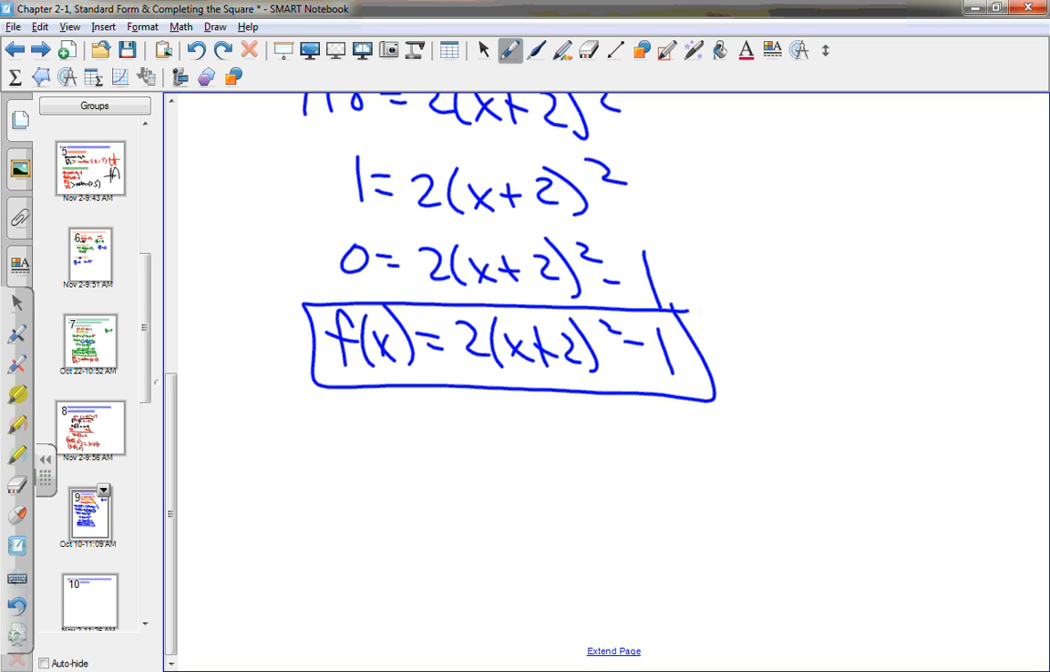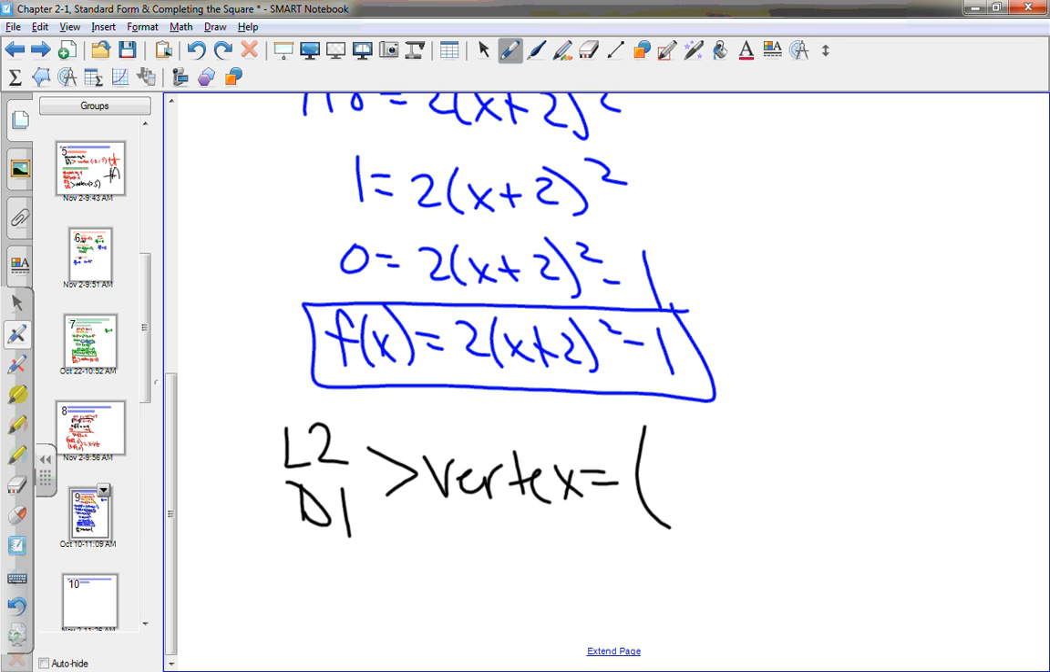There's my function, and now my question to you is what is my vertex? Well, what does this +2 on the inside mean? Left 2. What's the -1 mean? Down 1, so my vertex turns into what? -2, -1. Do we all see that, yes or no? So I have my vertex, now what am I going to look for next?